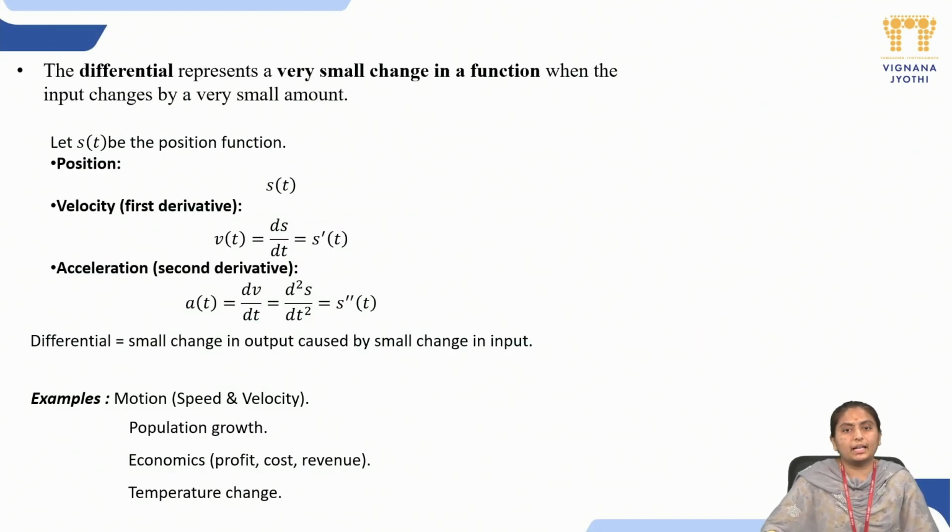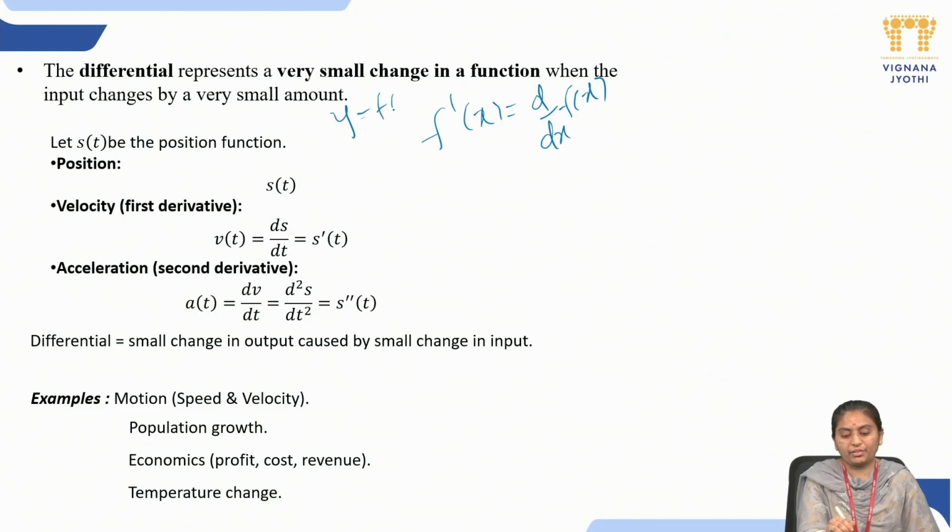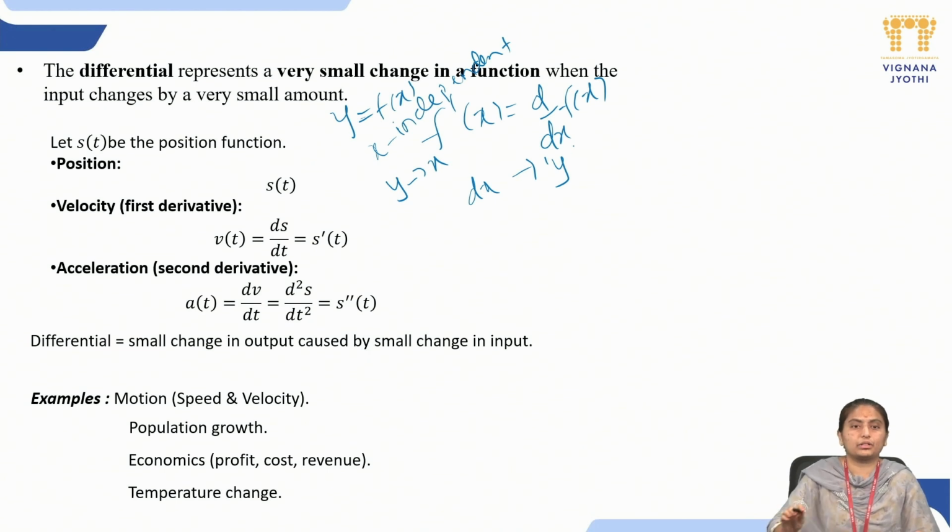The differential represents a very small change in a function when the input changes by a very small amount. Like if we want to take f dash of x, that is d by dx of f of x. Suppose we take y is equals to f of x, okay. Here x is the independent variable and y is the dependent variable. So y depends on x, meaning a small change of x will affect the dependent function y, a small change in the dependent function.